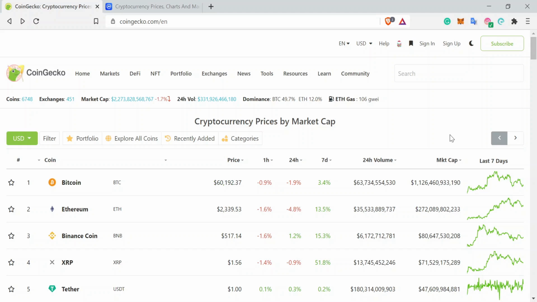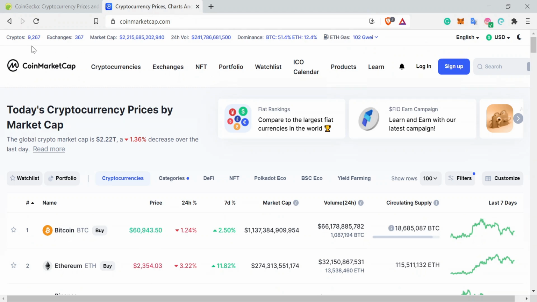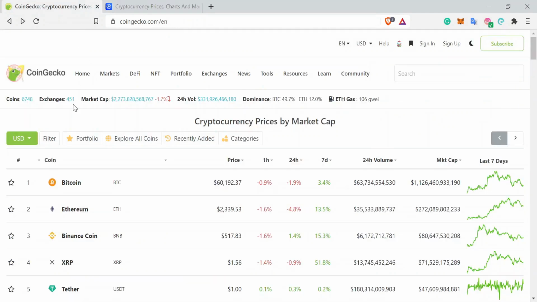But first, I want to demonstrate the difference between CoinGecko and CoinMarketCap, as there are some differences. Both provide a similar service, but they focus on different crypto projects. For example, on CoinGecko, there are 6,748 projects, but on CoinMarketCap, there are 9,267. There are only 367 exchanges on CoinMarketCap, but there are 451 on CoinGecko.